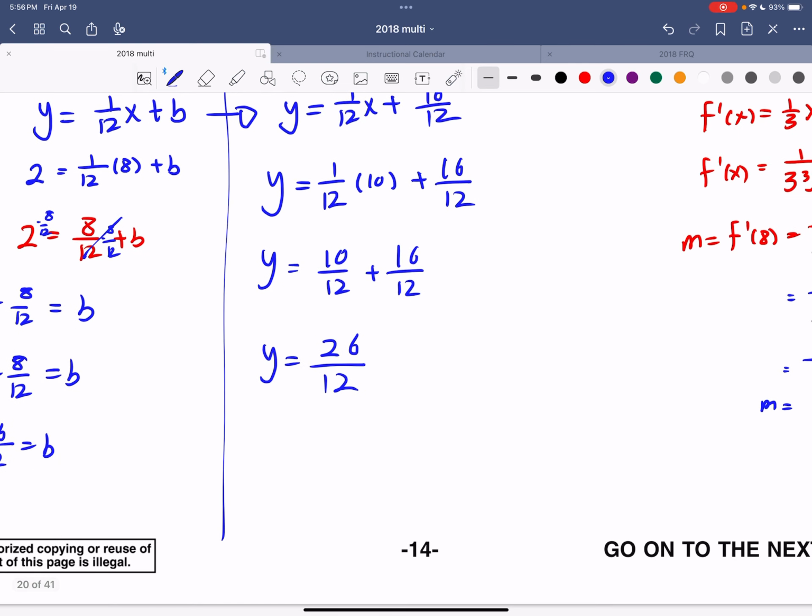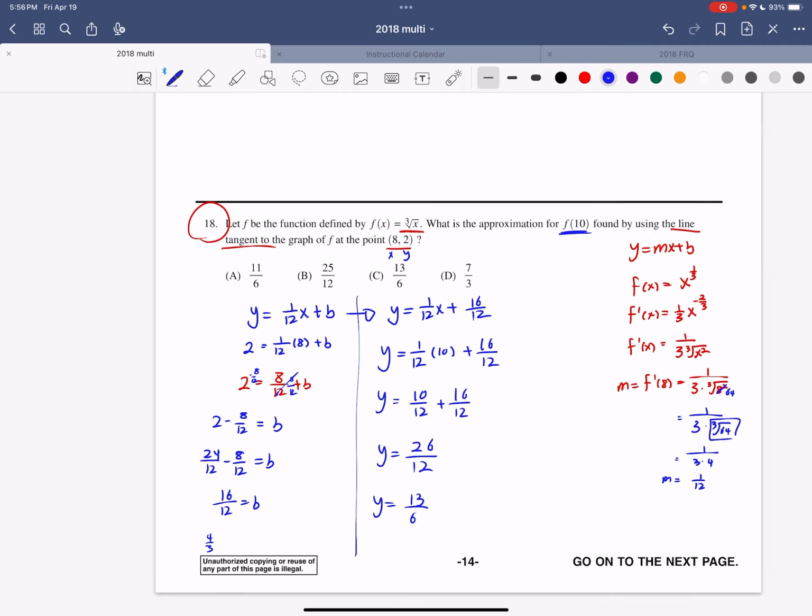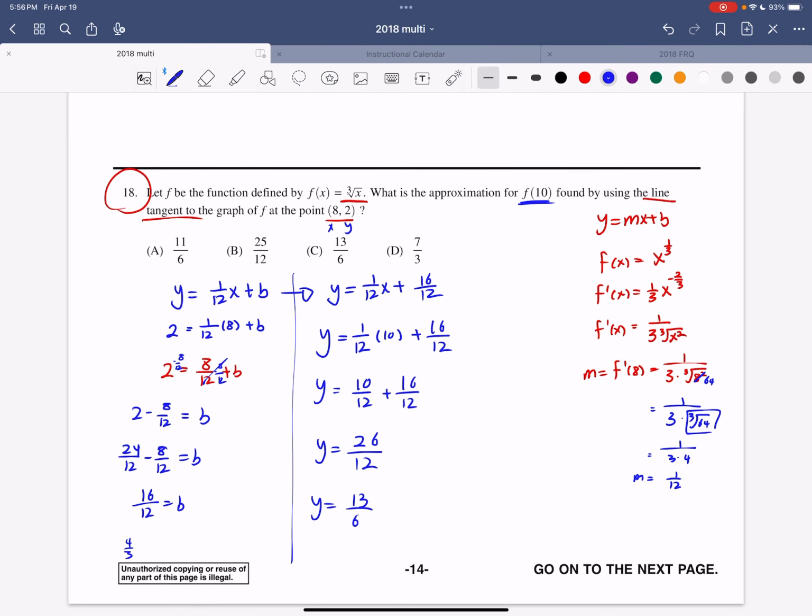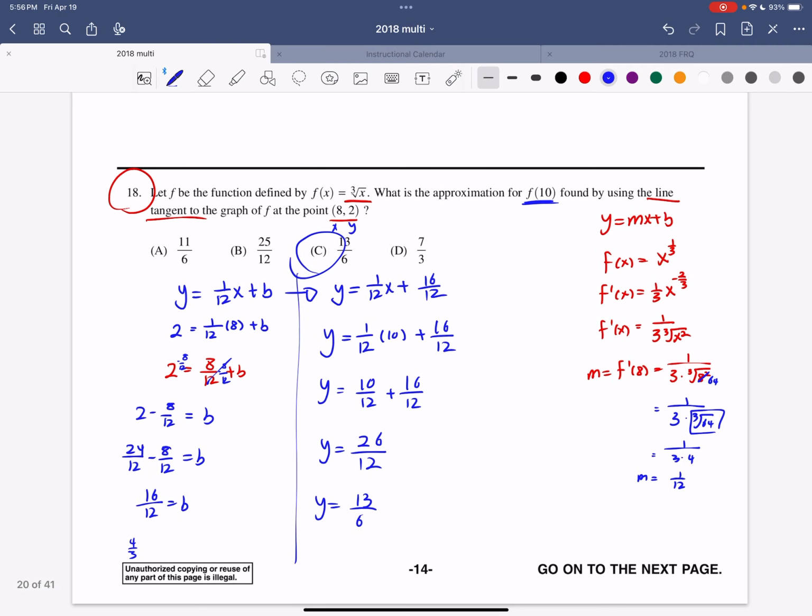So finally we got this one. And now let's simplify. It's divisible by 2, so it's going to be 13 over 6. I cannot divide further, so let's see if I see the answer. Yep, I see 13 over 6. So the answer is C. It's that easy.